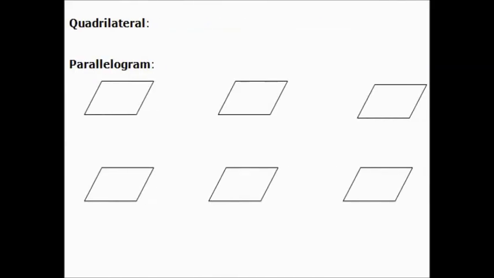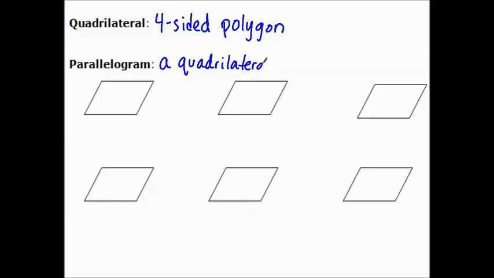Let's recall, first of all, what is a quadrilateral? A quadrilateral is a four-sided polygon. A parallelogram is a type of quadrilateral. It is a quadrilateral that has the following 6 characteristics.